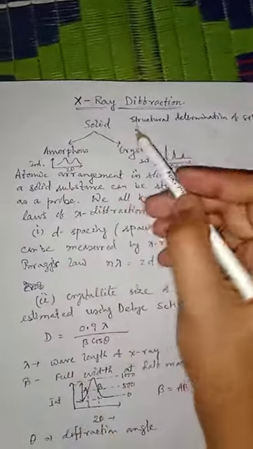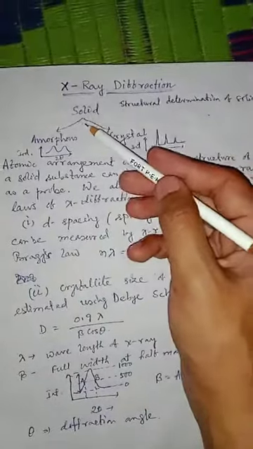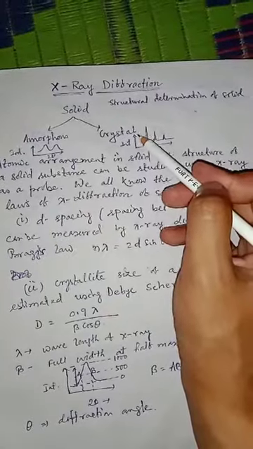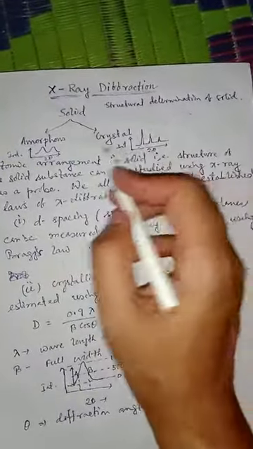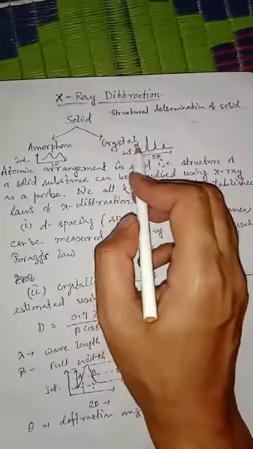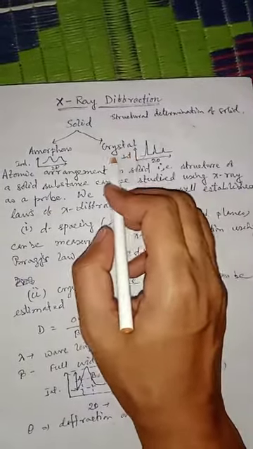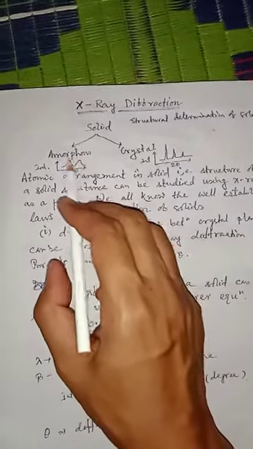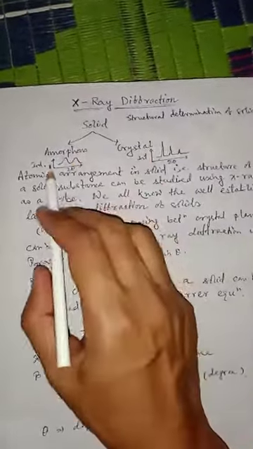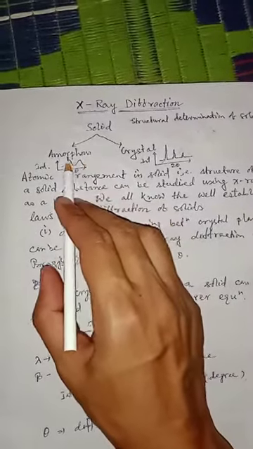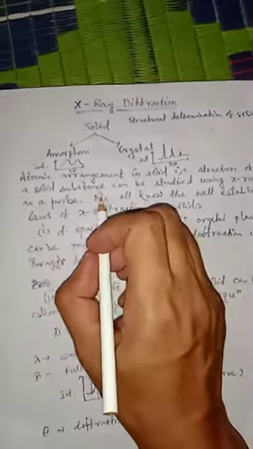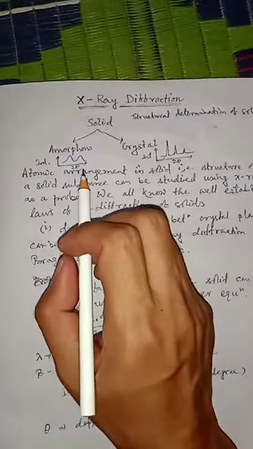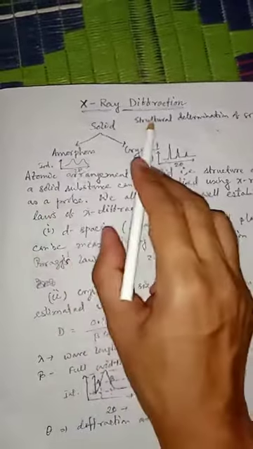So we know that solids are broadly classified into two classes. Number one is amorphous solid and number two is crystalline solid. Crystalline solids have long range order. That means these are more ordered than the amorphous ones. Amorphous solids have a less ordered structure than crystalline solids. So how could you understand whether a solid is amorphous or crystalline? The only way to understand is by X-ray diffraction.